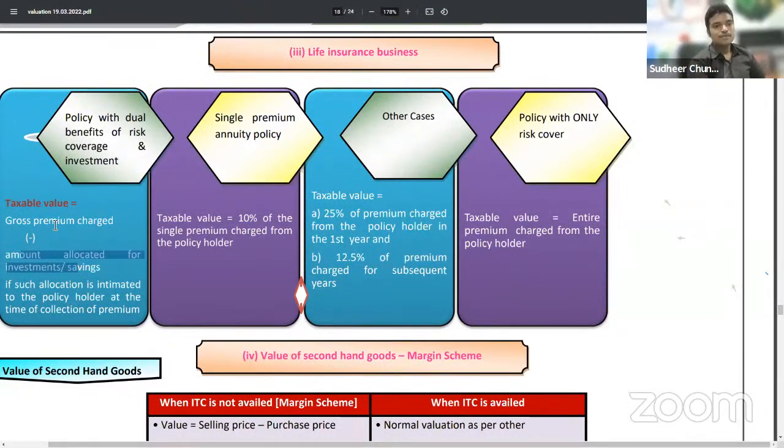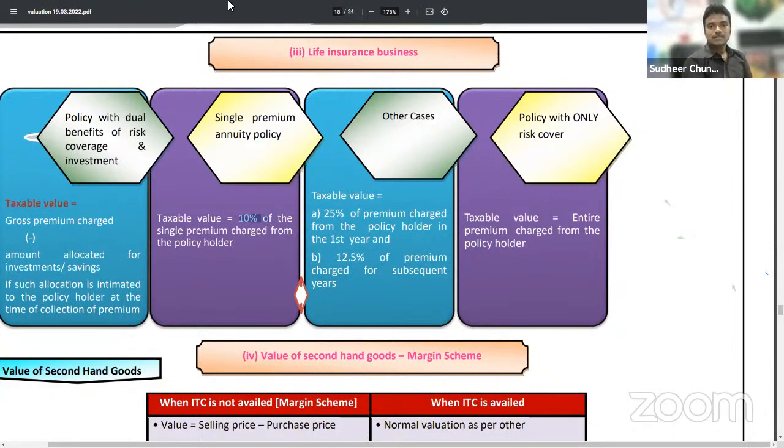Gross premium charged minus amount allocated for savings, this is for ULIP policies. Single premium policies, 10% we assume as the value of supply. Single premium, yearly I need not pay. 5 lakhs I am paying. Then 5 lakhs into 10%, 50,000. 50,000 is the value of supply. On that 50,000, 18% GST is required to be paid.